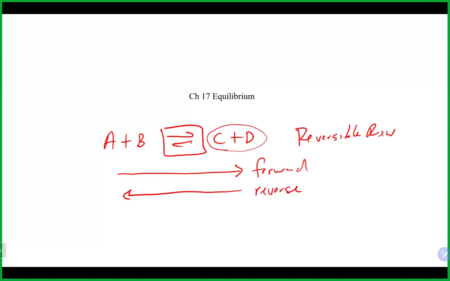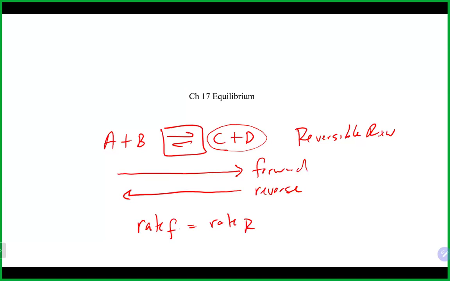And when it comes to equilibrium, what it really means, as we'll talk about, is it doesn't necessarily mean that it has the exact same amount of everybody on both sides. It's really talking about the rate of the reaction. The rate of the forward direction will equal the rate of the reverse direction. And that's really what it means when it reaches chemical equilibrium.